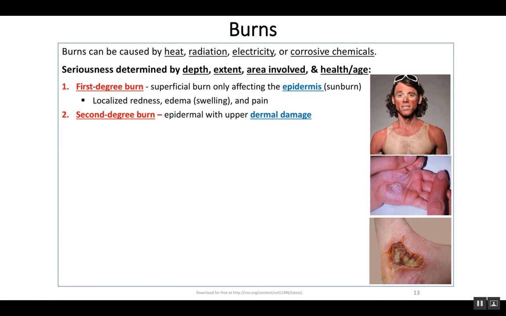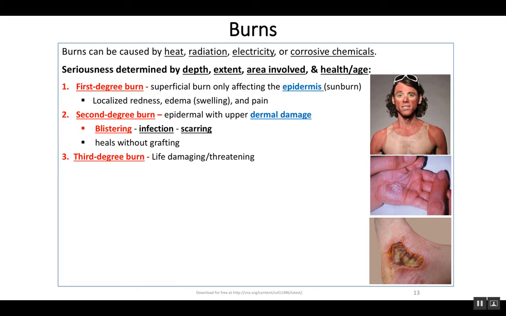Second degree has dermal penetration, so it can burn and damage parts of the dermis, which can lead to blistering, increased risk of infection, and possibly scarring. The key difference between first and second degree burns is the sign of having blisters. Second degree burns will heal on their own without the need to graft unless there's a severe infection that can take over that area. So that's the biggest concern, is infection as well as dehydration, depending on the extent.